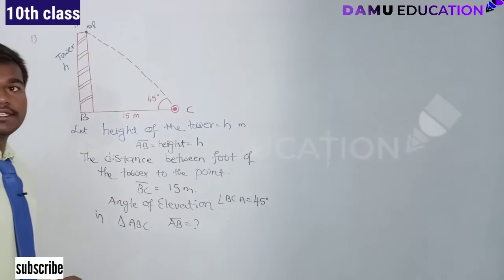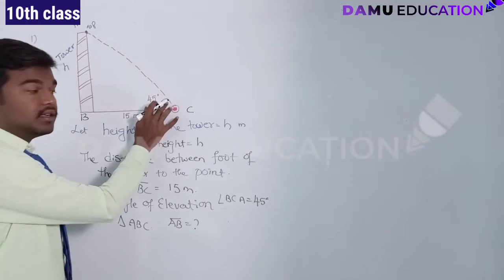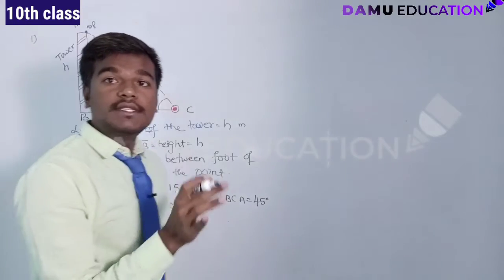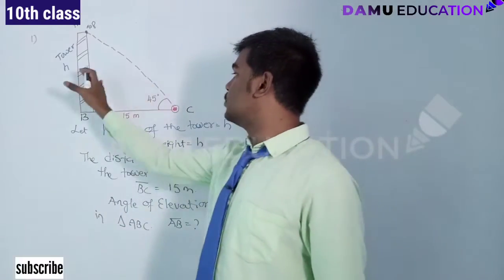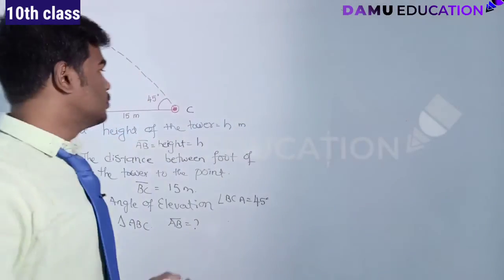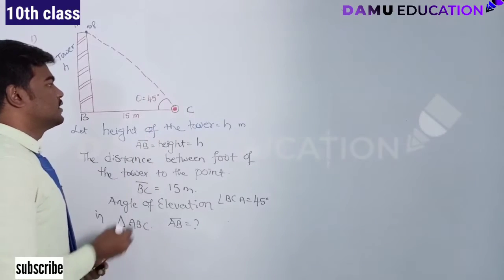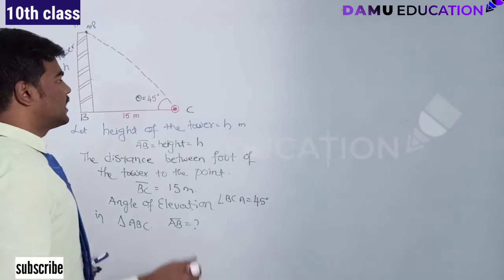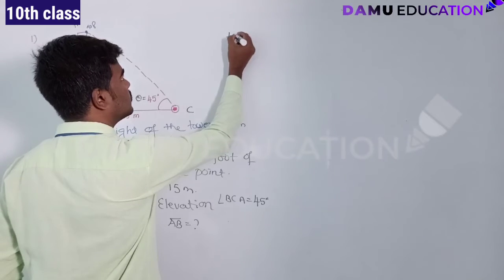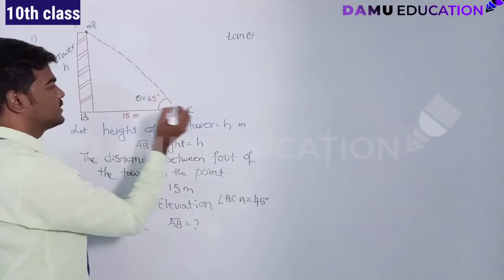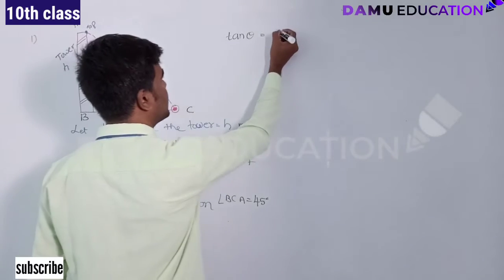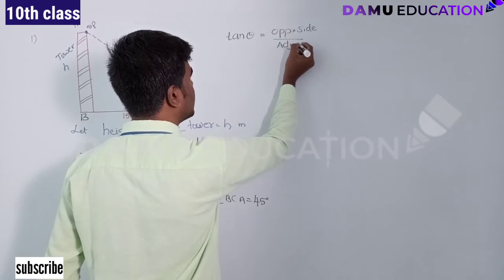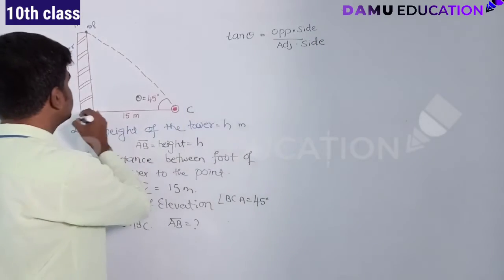So what ratio do we have to use? Here the opposite side for angle C is AB, and the adjacent side is already given. So the most suitable ratio, opposite side to the adjacent side, is tan theta. Let theta be equal to 45 degrees. Tan theta is equal to opposite side by adjacent side. Here the opposite side is AB.